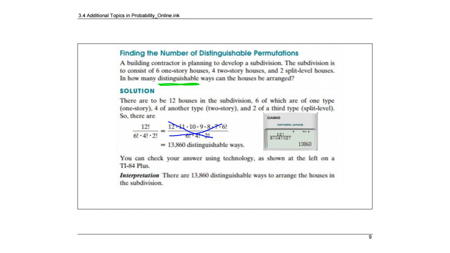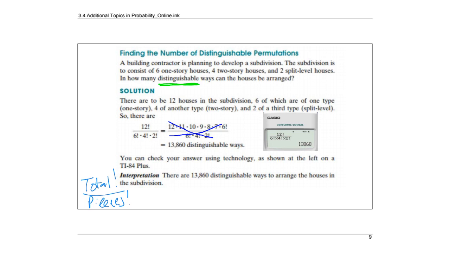Okay, so we've got a building contractor who's planning to build a subdivision. The subdivision is to consist of 6 one-story houses, 4 two-story houses, and 2 split-level houses. In how many distinguishable ways, see that word is there, can the houses be arranged? Okay, so here's what happens. We have to have the total on top, right? So the top has to be the total with the factorial. On the bottom are going to be the pieces.